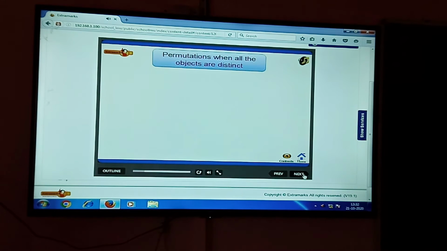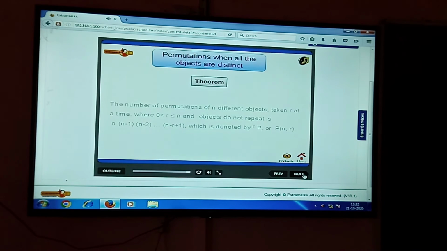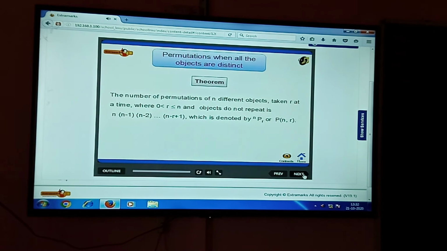Now, let us understand the concept of permutations when all the objects are distinct. Let's prove the following theorem. The number of permutations of n different objects taken r at a time, where r is greater than 0 but less than or equal to n, and objects do not repeat, is n(n minus 1)(n minus 2) up to (n minus r plus 1), which is denoted by nPr.